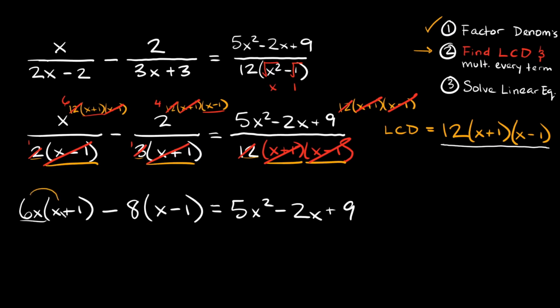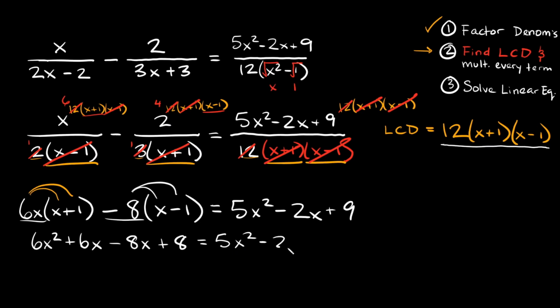So 6x times x, that's equal to 6x squared, and then 6x times 1 is just 6x, right? And then here we have negative 8 times x, so that's equal to negative 8x. And then negative 8 times negative 1 is equal to positive 8, right? So plus 8. And then again, that's equal to this whole thing right here, 5x squared minus 2x plus 9.